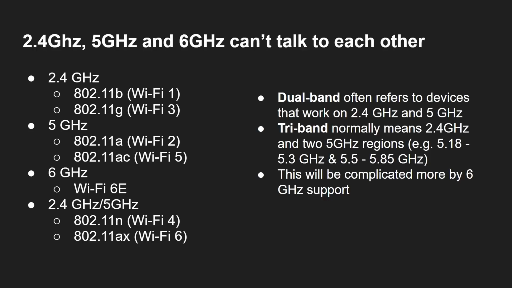So you may read in some things about dual band. Dual band often refers to devices that can work on both 2.4 and 5 gigahertz. So if you're into Wi-Fi 6 or you've got Wi-Fi 4, then you're expecting it to work on both. Now, tri-band doesn't refer to 2.4, 5 and 6. At the moment, it refers to 2.4 and 2 regions of the 5 gigahertz range. And we'll talk more about this when I get to mesh networking, because you might get tri-band mesh networking.